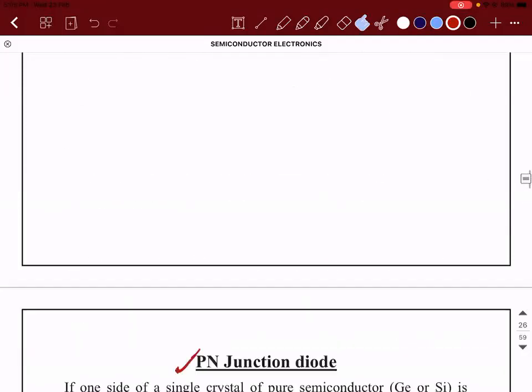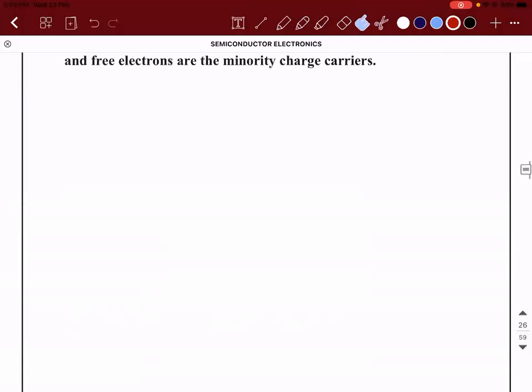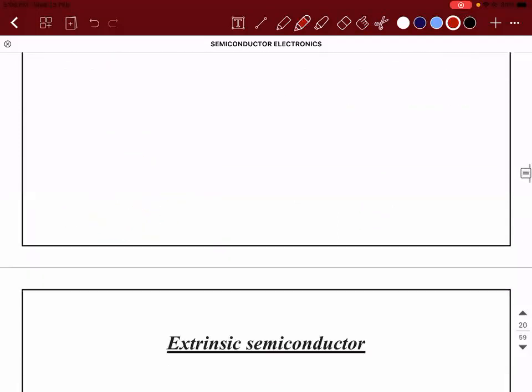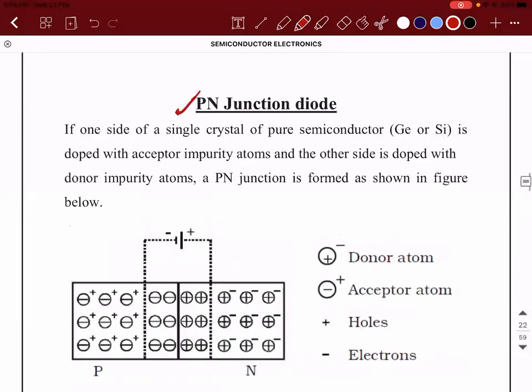Yesterday we discussed an important point about intrinsic and extrinsic semiconductors. In extrinsic semiconductors, we saw two types, called P-type and N-type semiconductors. Right. Now we'll go to the next topic, that is the application of these P and N-type semiconductors. The first application takes place in a device called a PN junction diode.